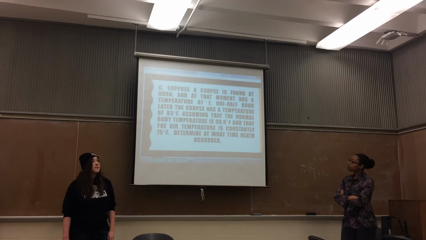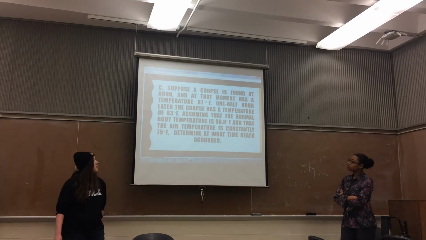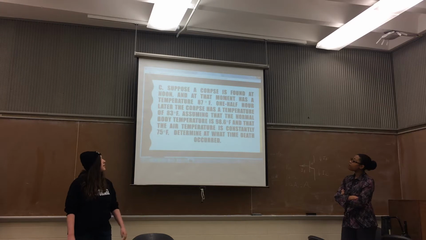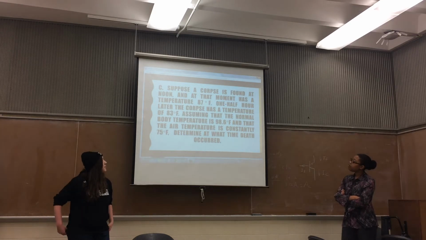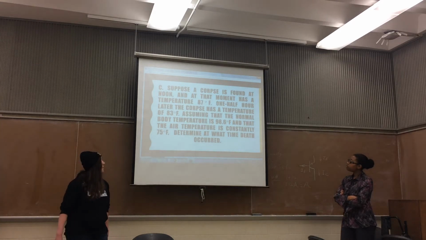And that's basically it for problem B, but this is problem C. It basically says a corpse is found at 87 degrees. A half hour later, it is 83 degrees. Assuming that the normal body temperature is 98.6 degrees and that the air temperature is 75 degrees, determine what time of death it occurred.